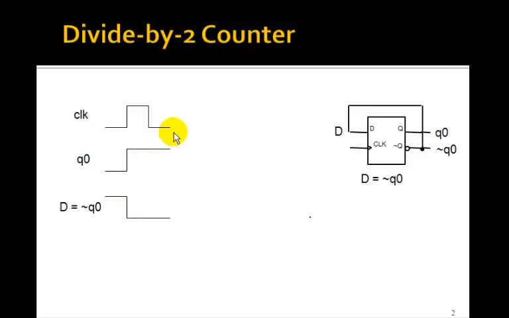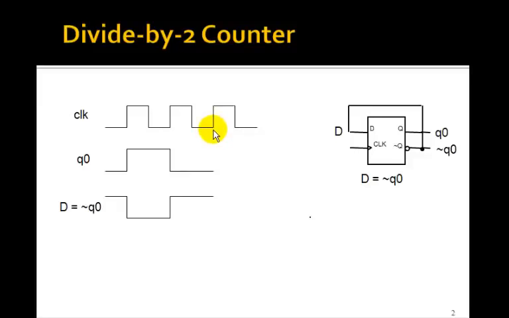So what's going to happen on the next rising edge of the clock? Well, Q0 is going to get whatever D is. But D is now 0, which means that Q0 is going to go to 0. Of course, as soon as Q0 goes to 0, D goes to 1, and will stay there until the next rising edge of the clock.